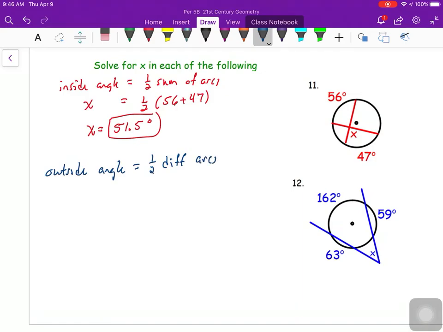The second one we see here, we called an outside angle. The outside angle is equal to half the difference of the arcs. But as often happens, we have to find a missing arc. So we're going to find this missing arc.